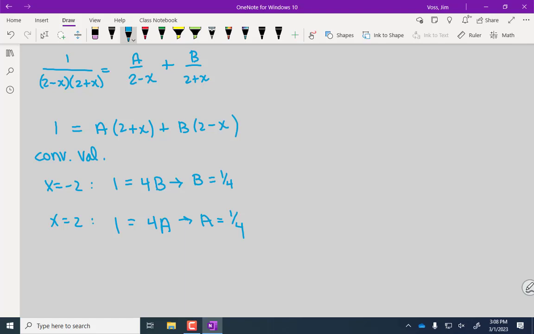The traditional method? Yeah. So if we were going to do the traditional method, we would multiply this all out. So we would have ax minus bx, and a minus b would be 0 because there's no x over here. And then the constant would be 2a plus 2b equals 1. Does that make sense?